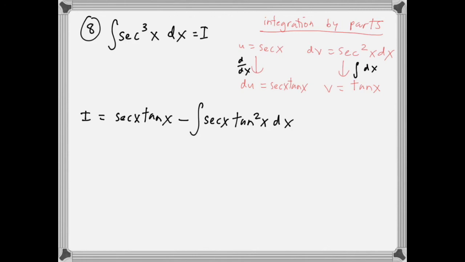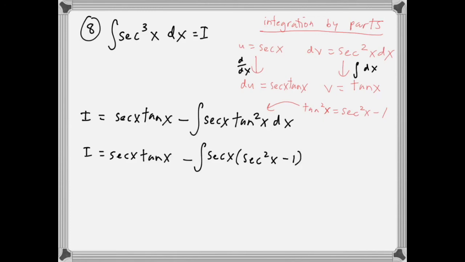It doesn't really look like we've gotten to a better place here, right? But I do want to point something out. Since we started off with secant cubed, what we ended up with kind of looks along the same lines, doesn't it? In fact, isn't tan squared x the same as secant squared x minus 1 using our Pythagorean identity? So let's see what happens if we actually plug that in, right? We end up with the following. I equals secant x tan x minus the integral of secant x times secant squared x minus 1 dx.